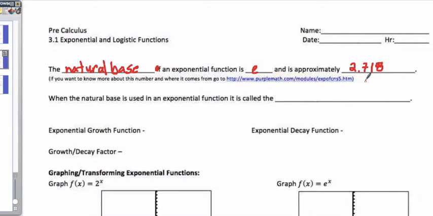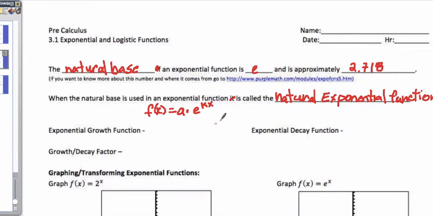A lot of times we'll just use the e on our calculator. If you want to know more about where this comes from, feel free to look this up and read about it. I'm not going to get into that detail in this video. Okay, when the natural base is used in an exponential function, the function is called the natural exponential function. That is horribly written. I'm having all kinds of pen problems, but make sure you write down the natural exponential function.